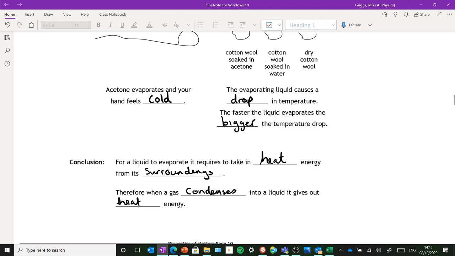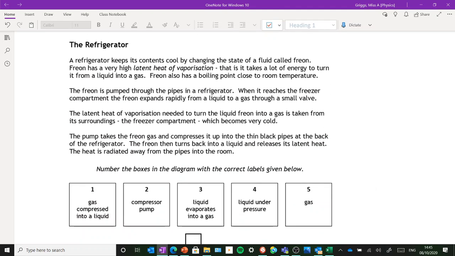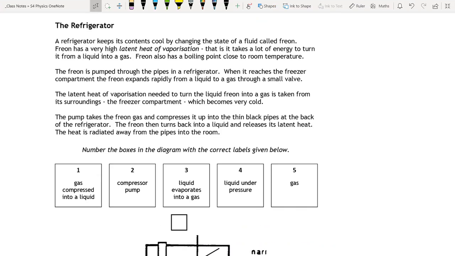So we're going to apply this knowledge now to how a fridge works, how a refrigerator works. If you ever go behind a fridge and touch the pipes, well, I wouldn't advise touching them, but if you go near them, they are warm. So a refrigerator keeps its contents cool by changing the state of a fluid called freon. Freon has a very high latent heat of vaporization. So it takes a lot of energy to turn it from a liquid into a gas.